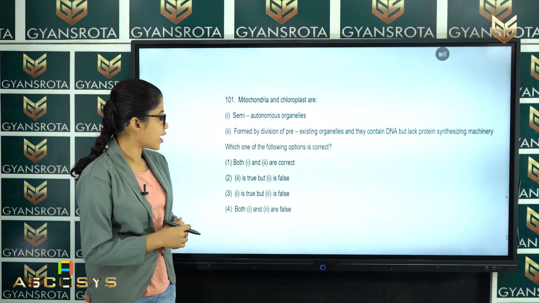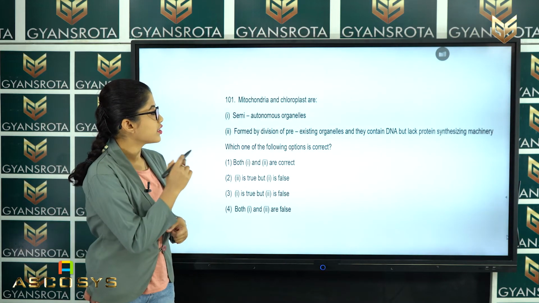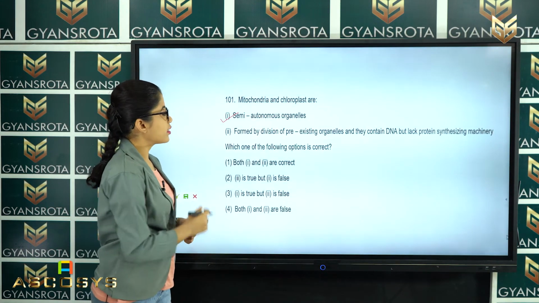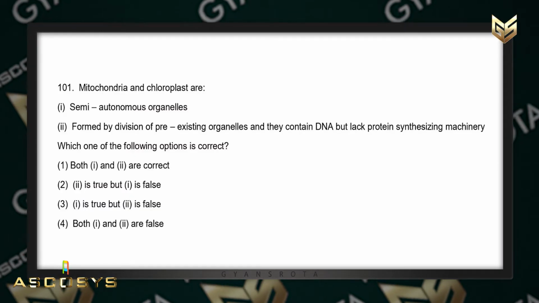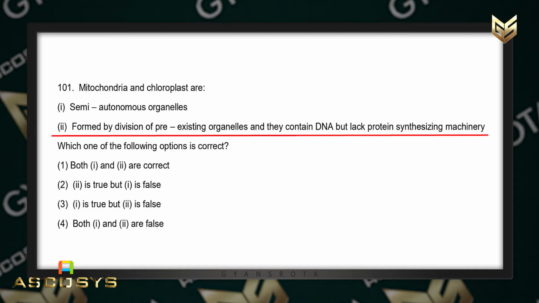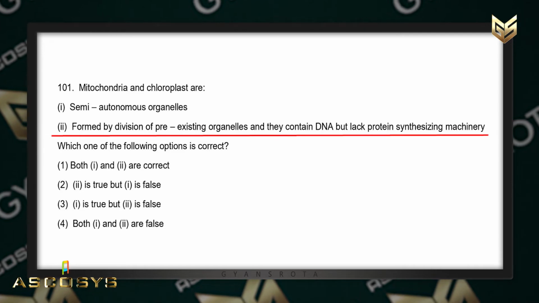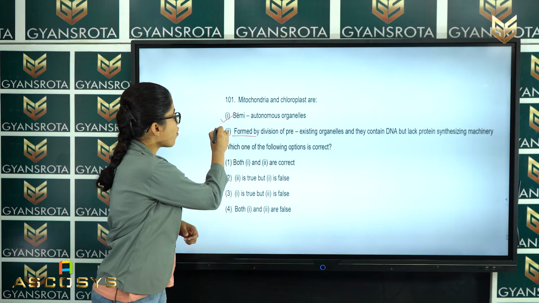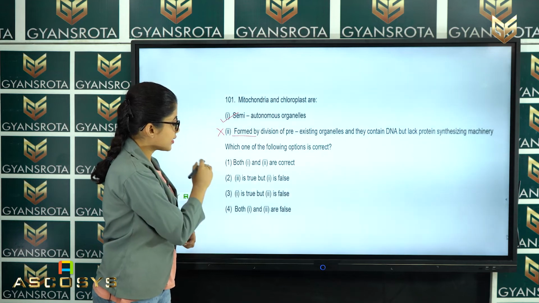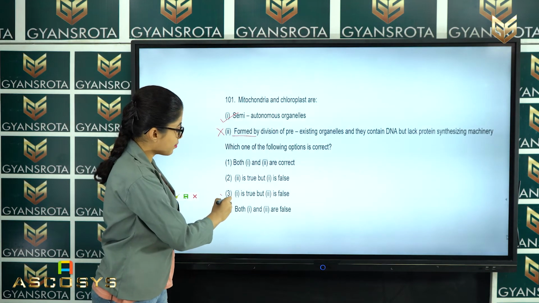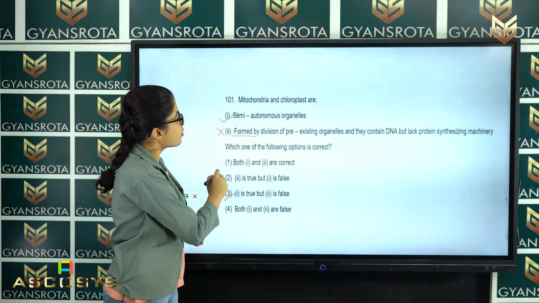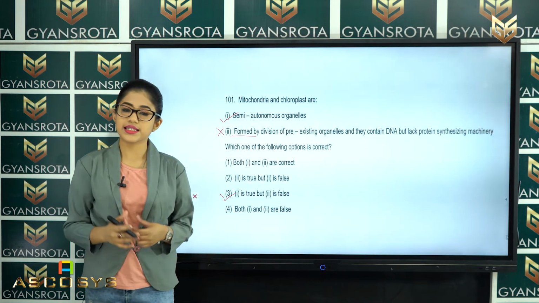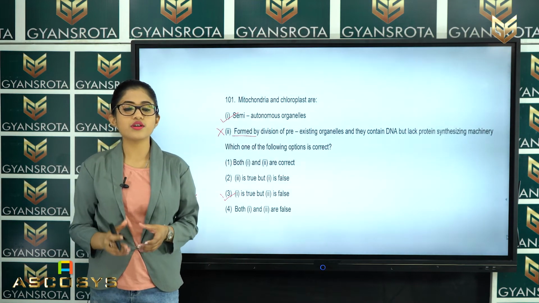Mitochondria and chloroplast are semi-autonomous organelles. That is, statement number 1 is correct. But statement number 2 states that they are formed by divisions of pre-existing organelles but they lack the protein synthesizing machinery. So that is the false statement. So what is the correct answer among this? That is option number 3, which means that statement number 1 is correct and statement number 2 is false. So this is the correct answer of this question. Now let's move on to the next question.